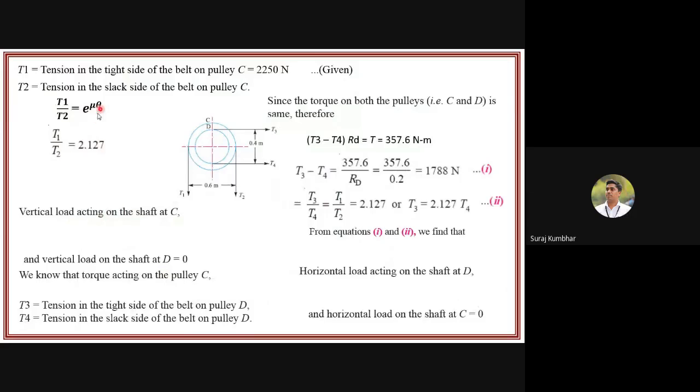T1 upon T2 is equal to e raised to mu theta, so T1 upon T2 is equal to 2.127. Once I put in mu theta, I get 2.127. So T2 is equal to T1 upon 2.127. We already know the value of T1, so 2250 upon 2.127 is equal to 1058 Newton. That is T2, which means the tension in the slack side is 1058 Newton, because we already know the tension in the tight side is 2250 Newton.